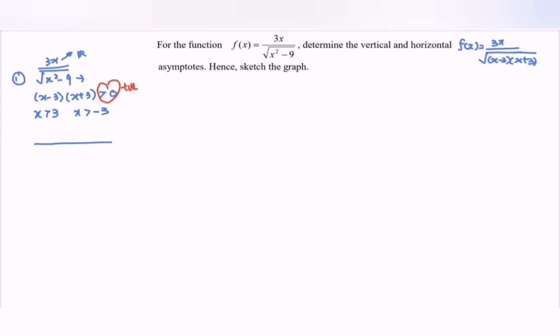So to illustrate the situation, we have negative 3 and 3, with empty circles. Here we have negative, so positive, negative, and positive. So our domain will be something like this: negative infinity until negative 3, where negative 3 is not included, and from 3 until infinity, where 3 is not included as well. So here we have the domain.